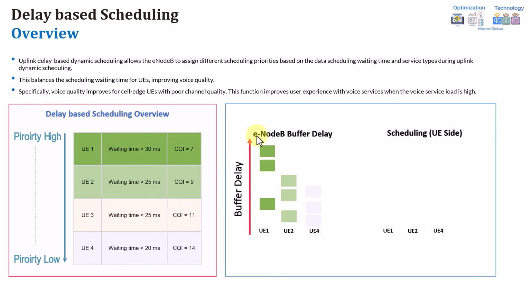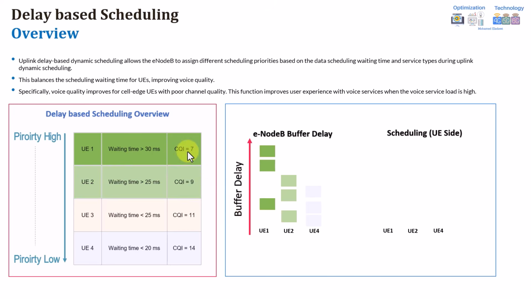Assume this is your scenario. This is the buffer delay on the eNodeB side. Here we have UE1, and we assume the waiting time is more than 30 milliseconds, and you have CQI number 7. Assume you have 3 packets for user 1, 3 packets for user 2, and 3 packets, for example, for user 4. And this user 1 is an edge user.